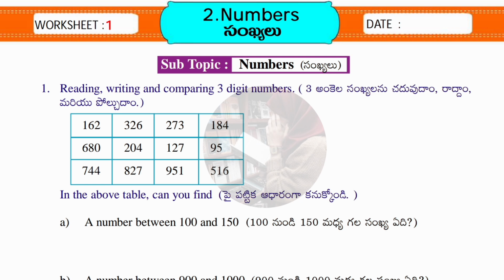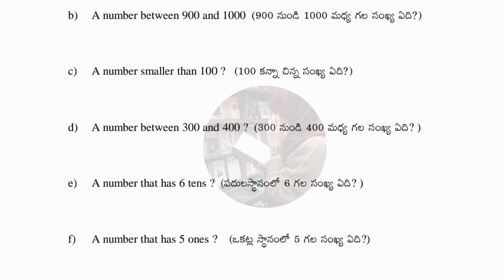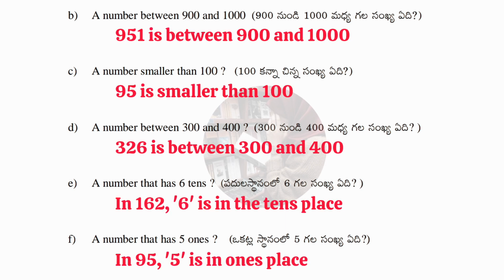by seeing this table. Okay, so let's see in the above table, can you find, first question, a number between 100 and 150. So 127 is the only number that lies between 100 and 150. If you have doubt, just check the table. Now we'll move to the second question, which is a number between 900 and 1000. So the answer is 951. 951 is the only number between 900 and 1000. Third question, a number smaller than 100 is 95. Only 95 is smaller than 100 from the table.